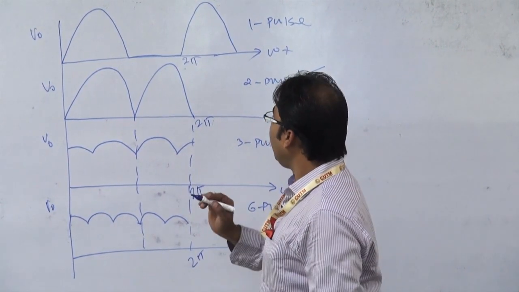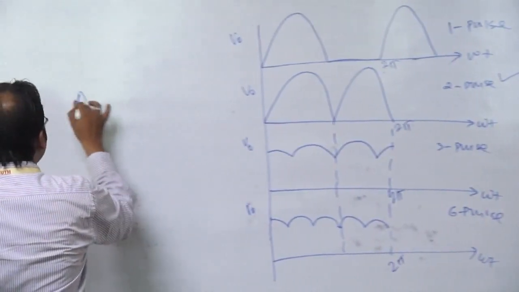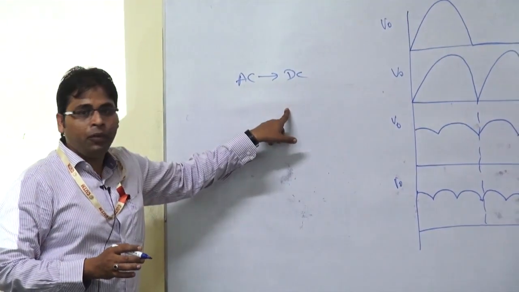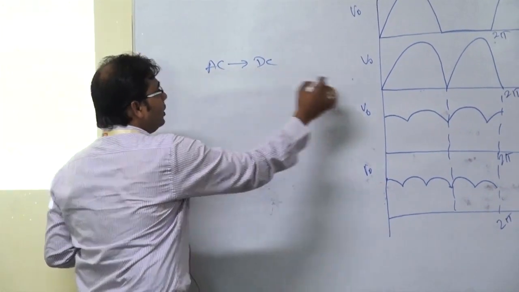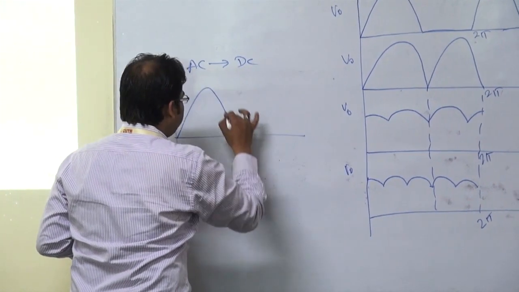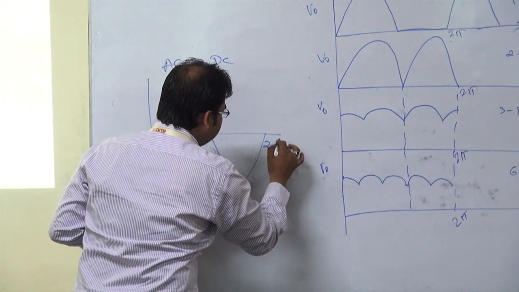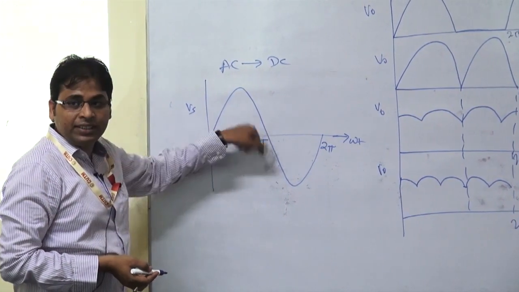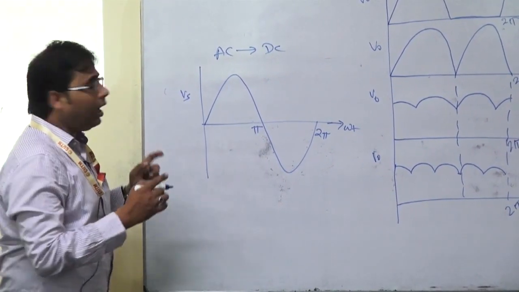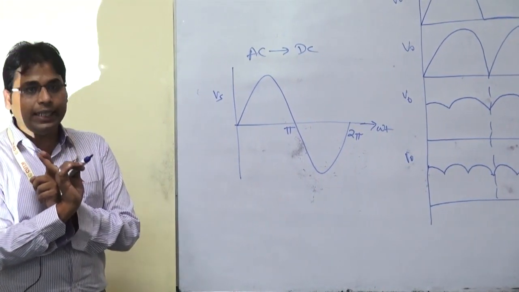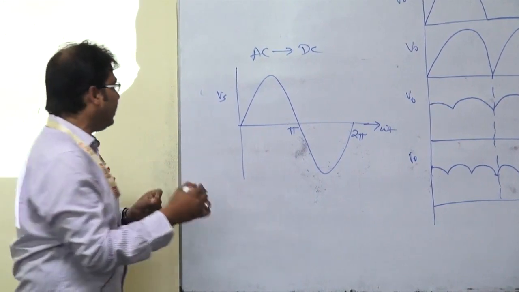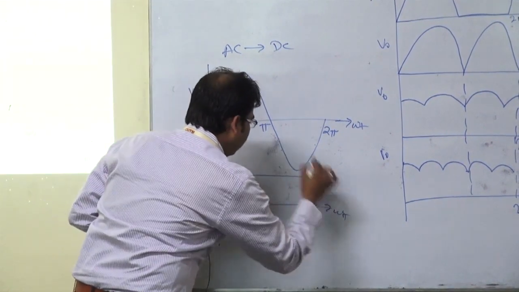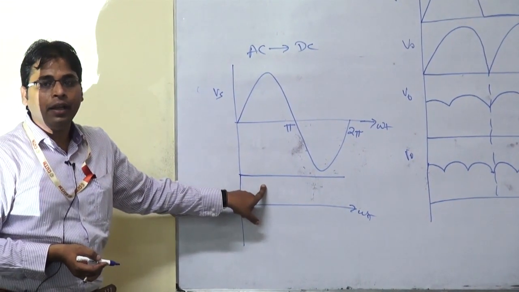Now what is the advantage? We are converting from AC to DC, right? That is the use of a rectifier. Now, this is my AC signal. This is pi, this is 2 pi, this is the omega t axis, this is the source voltage. If you are talking about single phase, this is my AC source voltage. Now, if you want a ripple free constant DC, how does it look? If this is your 0 axis, it will have a constant value.